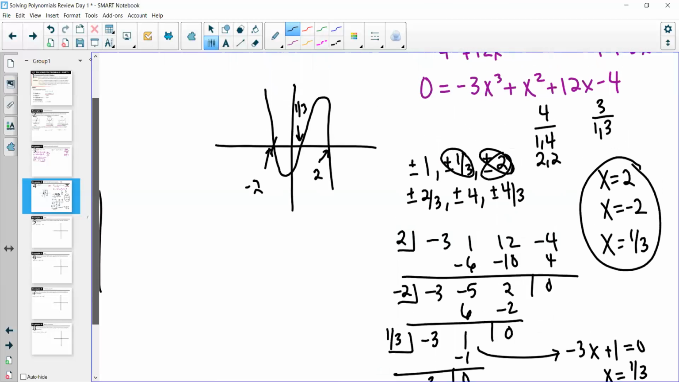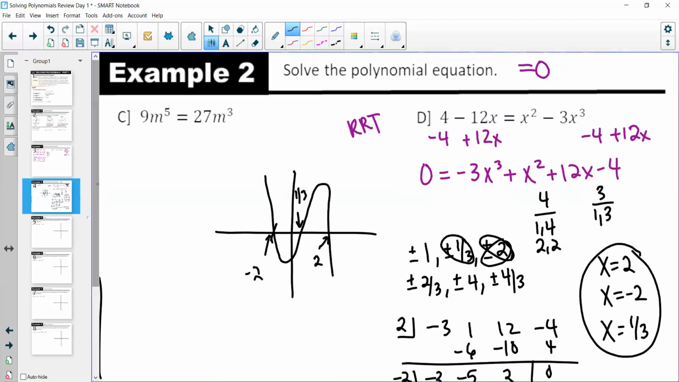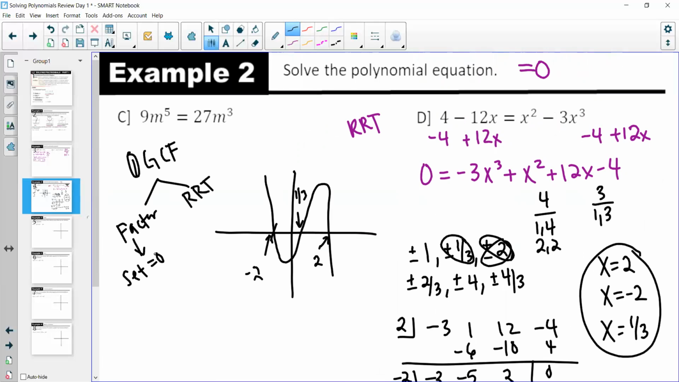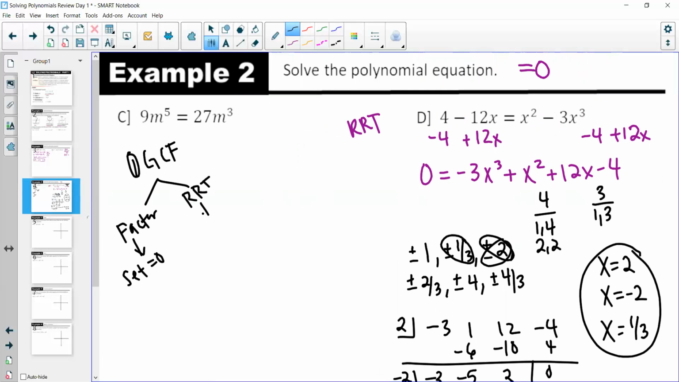So again, the process that we're going to follow when we're trying to solve these is we are going to first factor out our greatest common factor. And then after we do that, we're going to give ourselves 2 options. Always first try to factor it. If it doesn't factor, then we're going to use the rational root theorem. Once we've factored it, our next step is to set each part equal to 0. If we're doing the rational root theorem, we're going to graph first, and then we're going to do synthetic division.